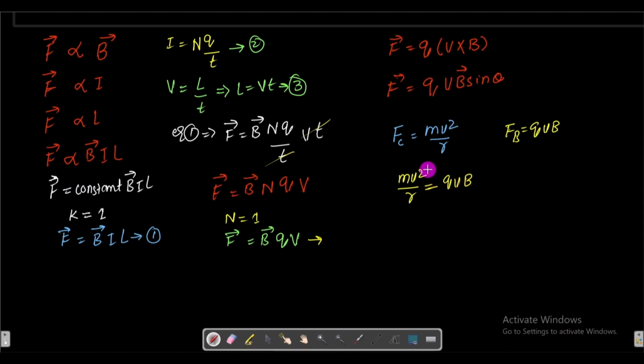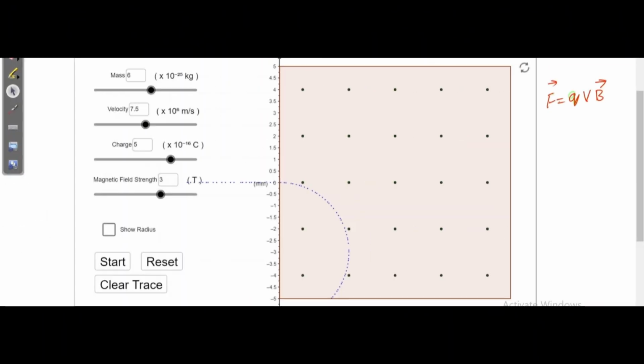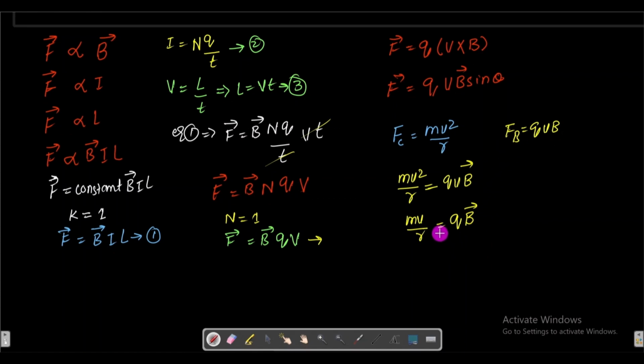So here this v and this v square will be cut, so it will become mv by r equals q and b. Okay, this is the magnetic induction. So from here we know that this particle will now move in a circular form. So now the velocity becomes the angular velocity, so for that we can put the angular velocity.